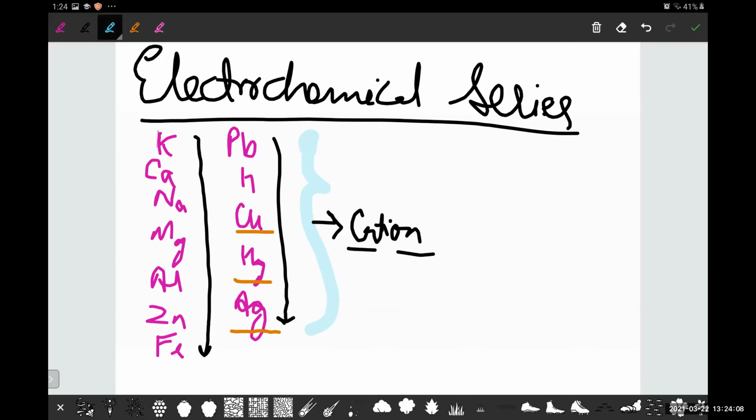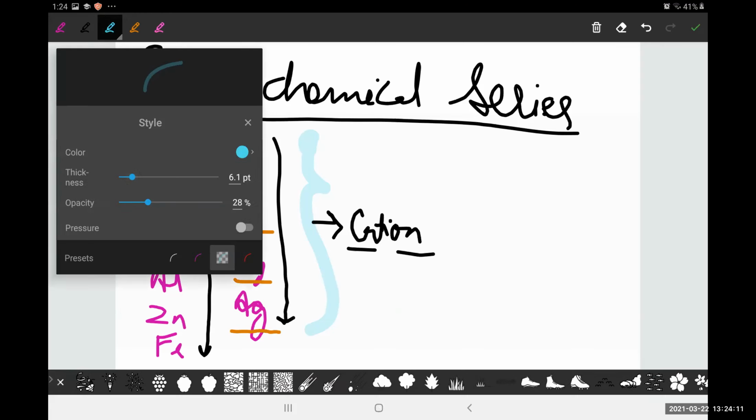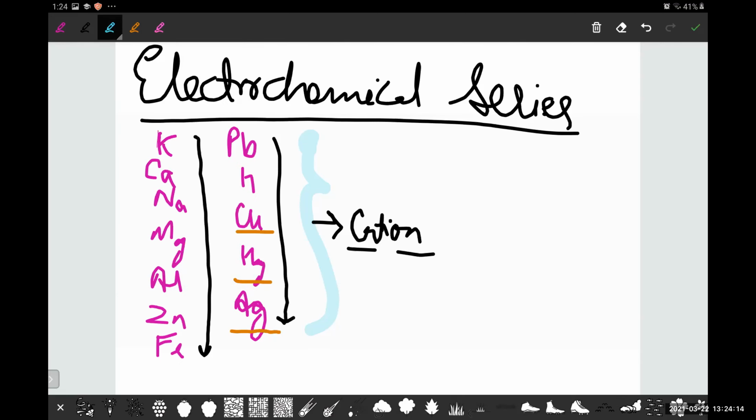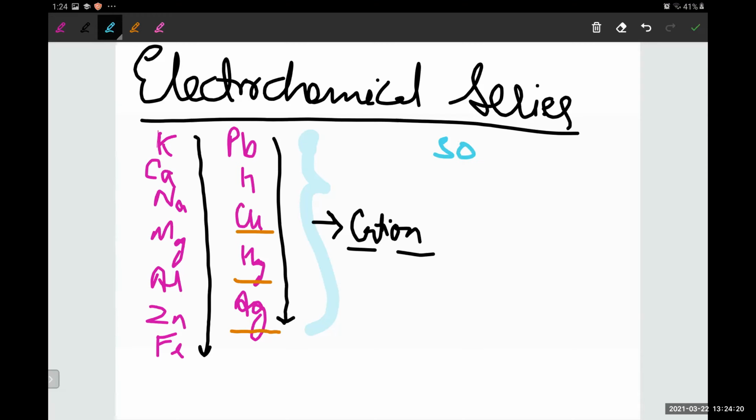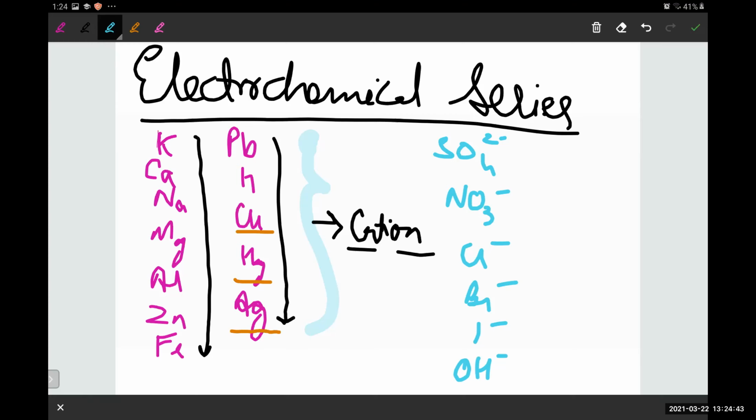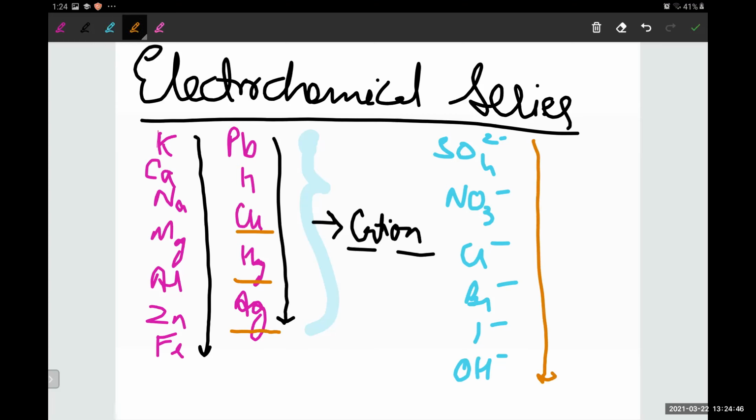Okay, so let's now make the anion table. Give me a minute. Okay, so anion table is like we are having every negative ion: sulfate, nitrate, chloride, bromine, iodine, and then we have hydroxyl. Okay, now see what's happening. The same thing is happening as we move down, the ionization energy increases.